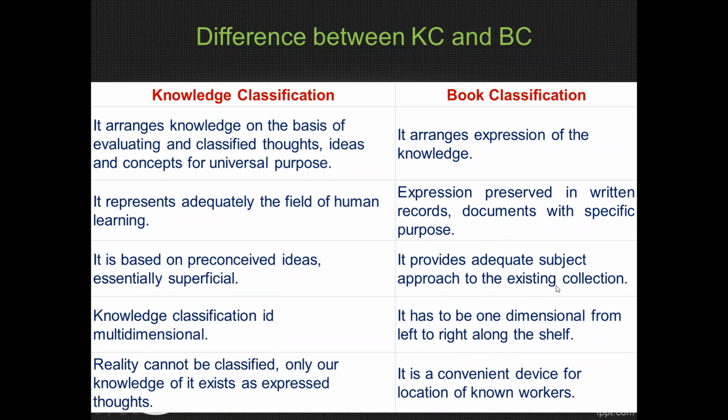Then in knowledge classification, reality cannot be classified. Only our knowledge of it exists as expressed thought, and we are classifying it in the knowledge classification. So whatever our expressions of thought are, based on that we are classifying knowledge. Then book classification is a convenient device for location of known books. Through book classification, we can easily find out where the book has been kept, so based on that we easily find the location of the books.